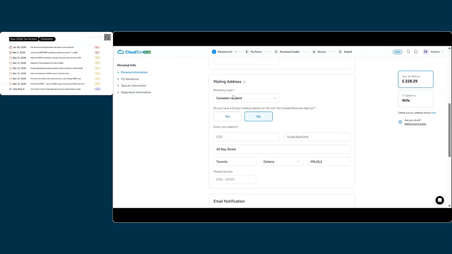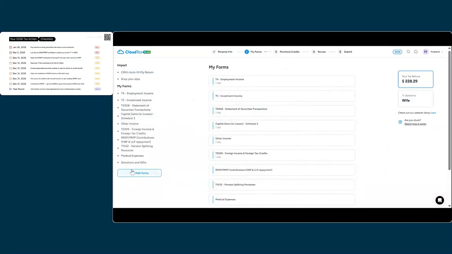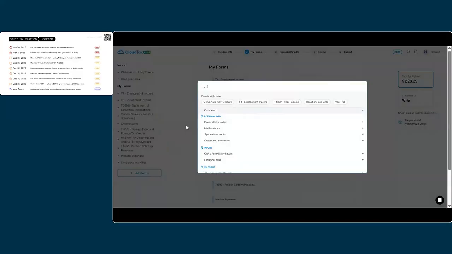Once we're satisfied with this page, it will move along the horizontal line on the top in sequence. So personal info and then my forms. Here you can add the different forms. You can add them manually here at the bottom. Just click my forms and search. If you need to add a T4, you can just click it.